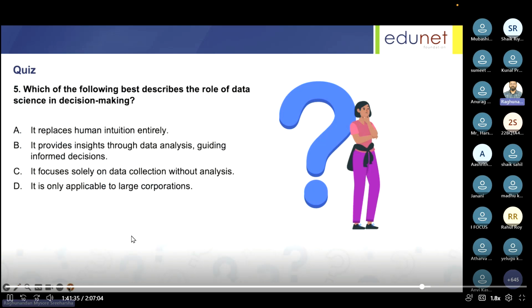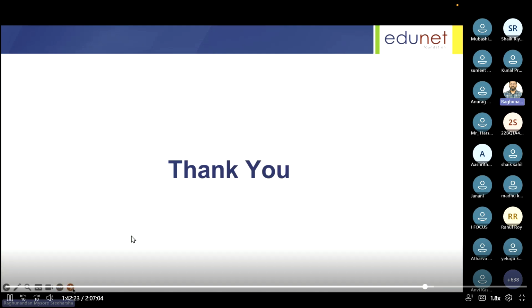The next one is, I guess, the last slide. Which of the following describes the role of data science in decision making? It replaces human intuition entirely. It provides insights through data analysis, guiding informed decisions. It focuses solely on data collection without analysis. It is only applicable to large corporations. I can see the majority of you are voting for B. B says it provides insights through data analysis, guiding informed decisions. So the right answer is B.